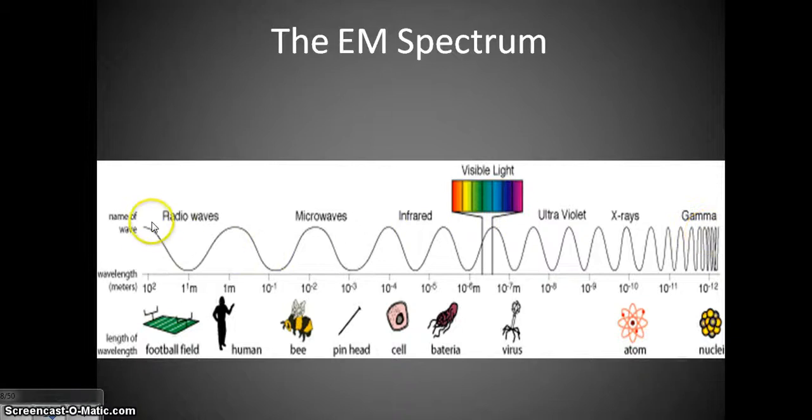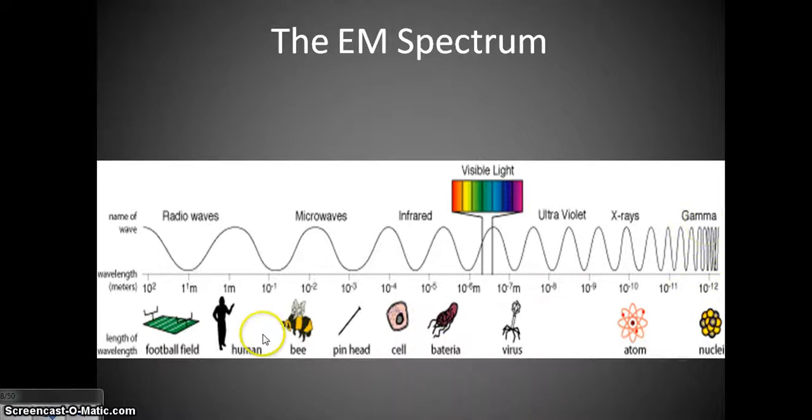So first, let me make sure I give you the 7 types, and you guys write these down. They're radio waves, microwaves, infrared, I-N-F-R-A-R-E-D, infrared. Then we get this tiny little sliver of the spectrum called visible light. Then ultraviolet, X-rays, and finally gamma rays.